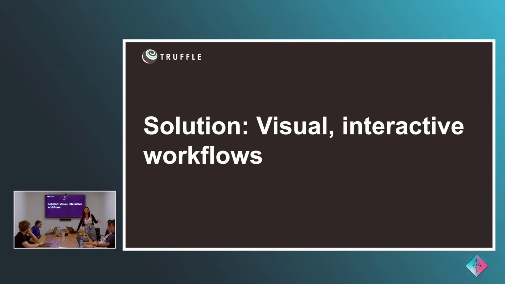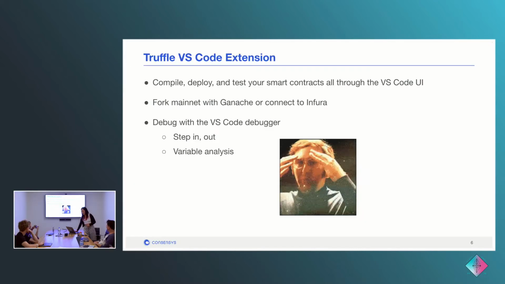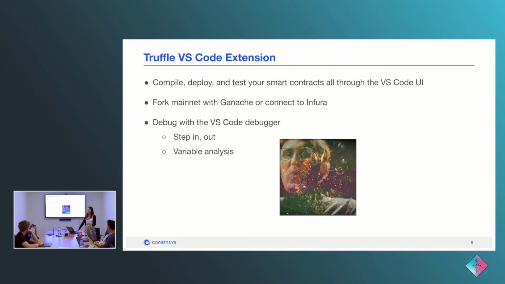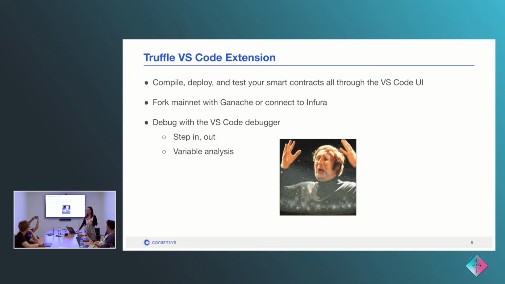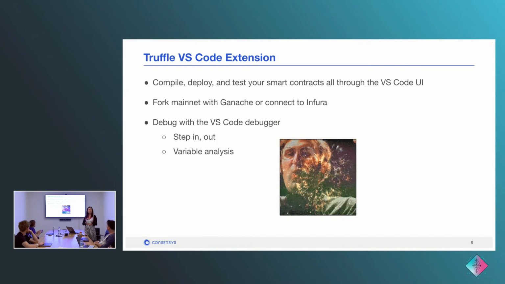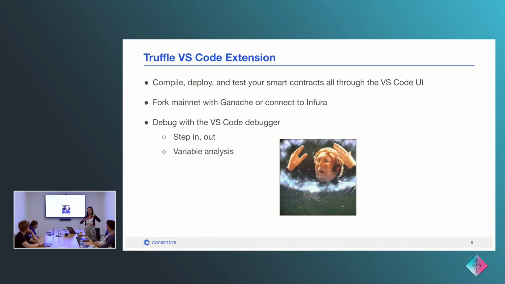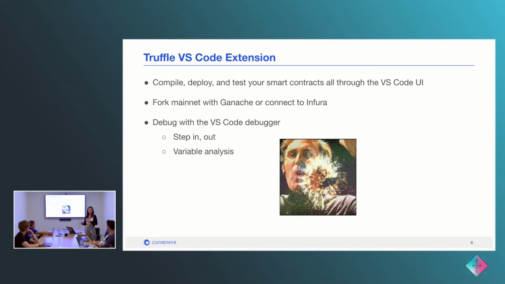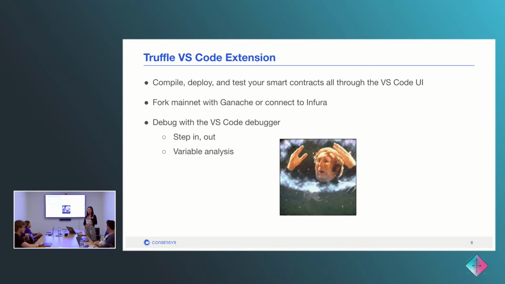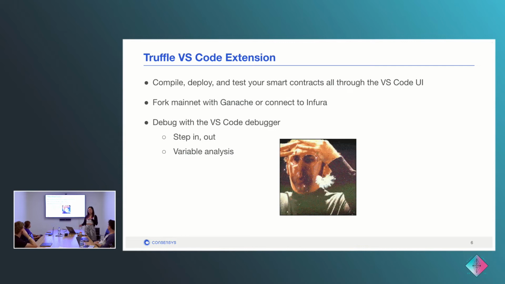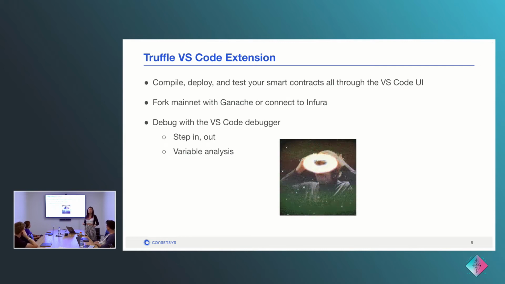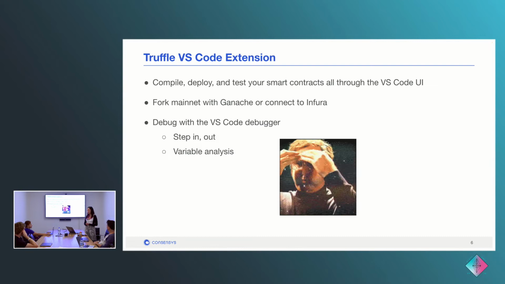So what's the solution? Here at Truffle, we're focusing a lot on visual, interactive workflows, which are really great, I think, for beginners. What that looks like is, first off, we recently introduced our VS Code extension, which allows you to incorporate that entire development lifecycle within the IDE itself. Ganache is our separate testing framework that allows you to fork mainnet from a specific block. There's a lot of different things. I think Ganache v7 came out maybe last year with a lot of new cool features. It also allows you to connect to Infura through the VS Code extension.